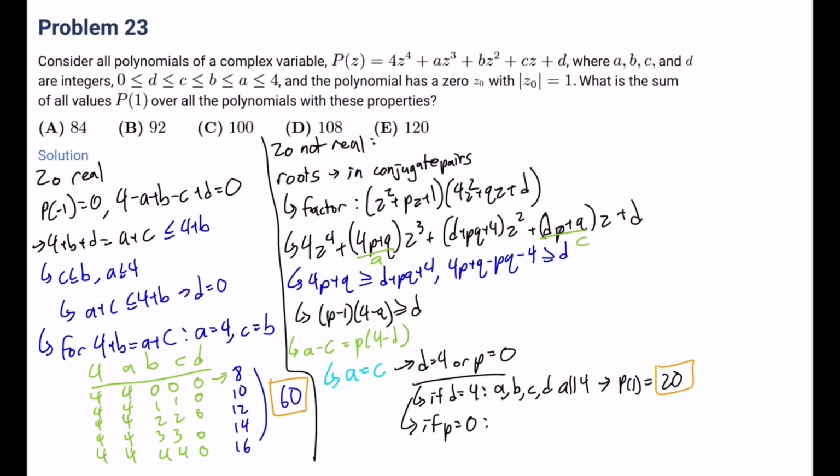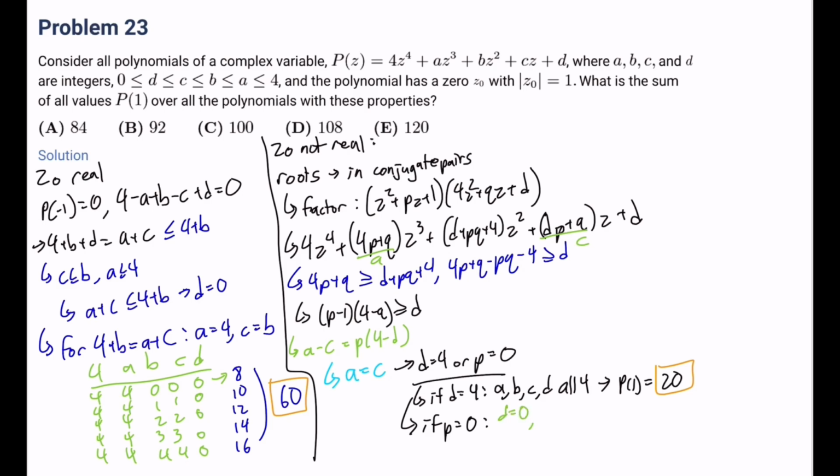And if p is equal to 0, then we know that d plus pq plus 4, it's this one here, that is b. So this must be less than or equal to 4. That means d plus pq must be less than or equal to 0. Since p is 0, that means d must be 0. So this gives us that d is 0.